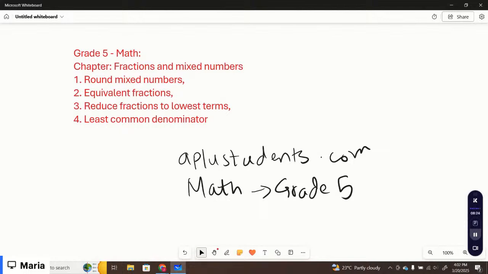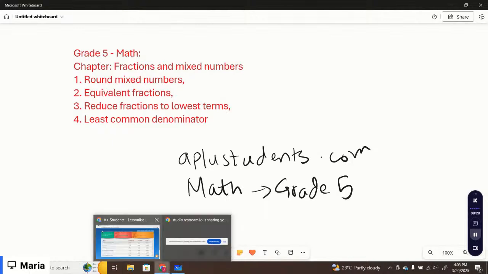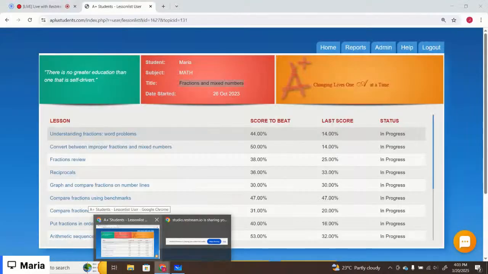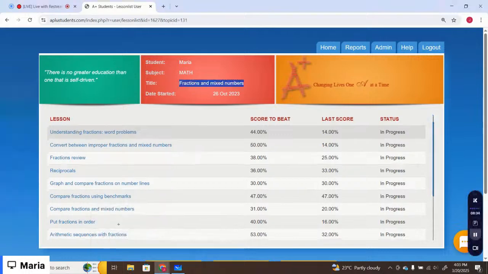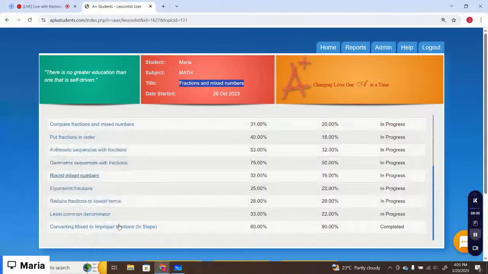So please make sure you have your notebook and pencil so that you can note down the important exam definitions as well. And I'm on grade 5 math. The chapter we're on right now is fractions and mixed numbers. Let's just start with the lesson that is round mixed numbers.